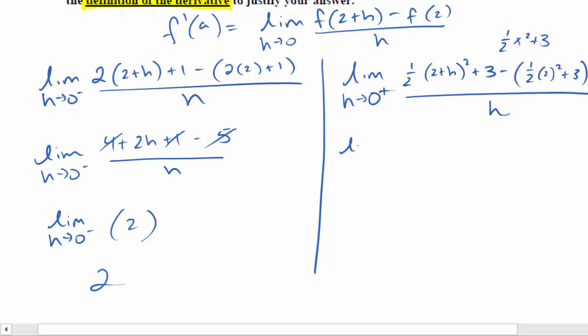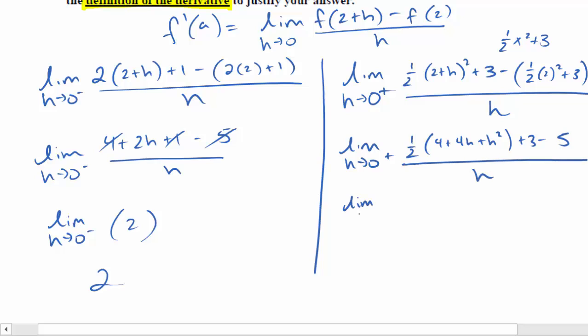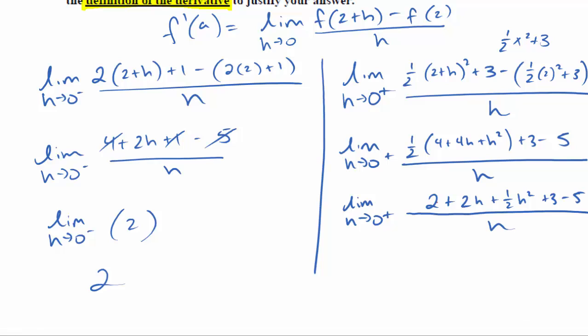We have to simplify some other components. So limit as h approaches 0 from the right. This will be 1/2 (4 + 4h + h squared) + 3 minus, and let's see, 4 times half is 2, so a total of 5, all over h. Continue to clean this up. If we distribute the half, we'll actually get 2 + 2h + 1/2 h squared + 3 minus 5 over h, and then this is where the good things start happening.